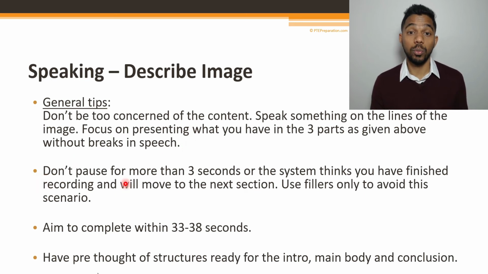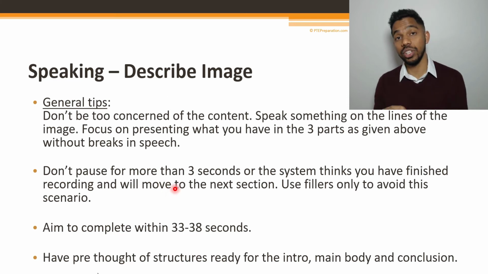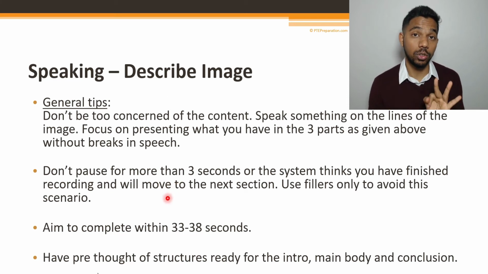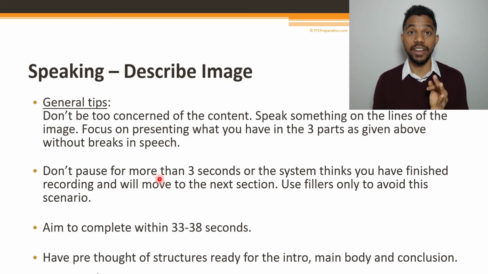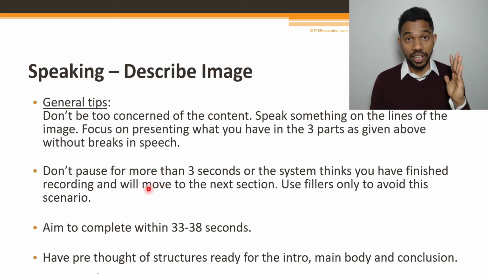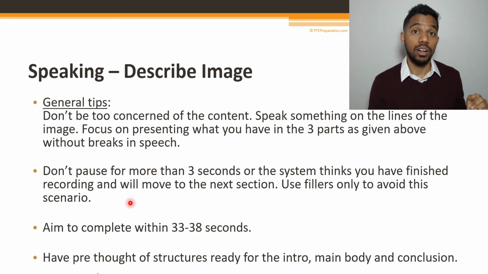Do not pause for more than 3 seconds or the system thinks that you have finished recording, and will move on to the next section. So 3 seconds of silence within your answer and it moves to the next question. So be aware of having too long pauses in your answer.